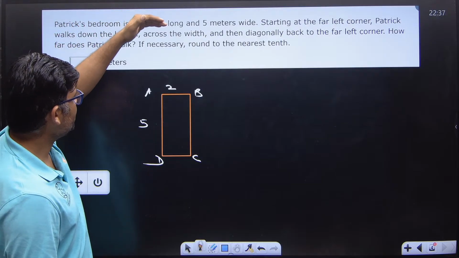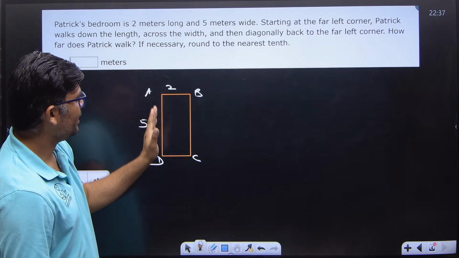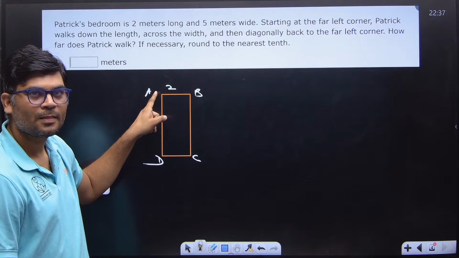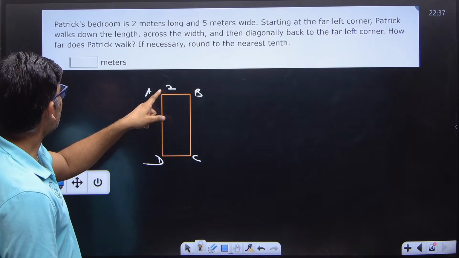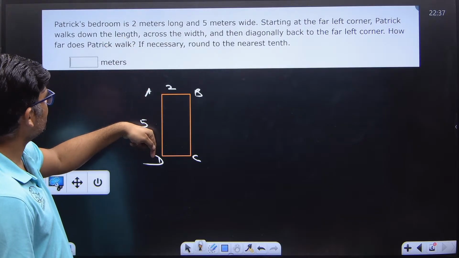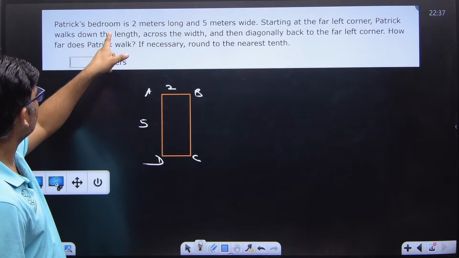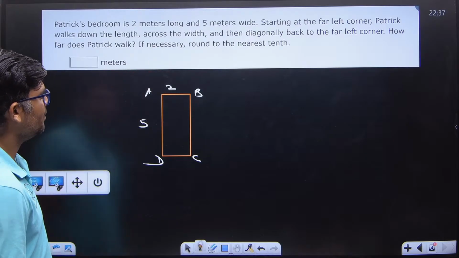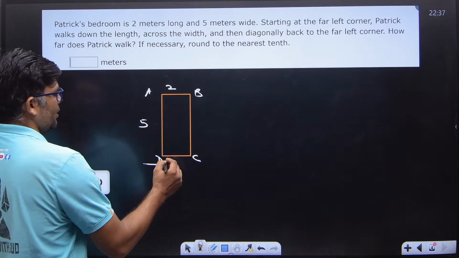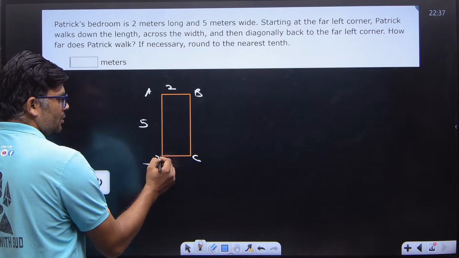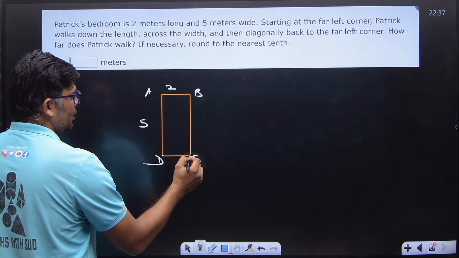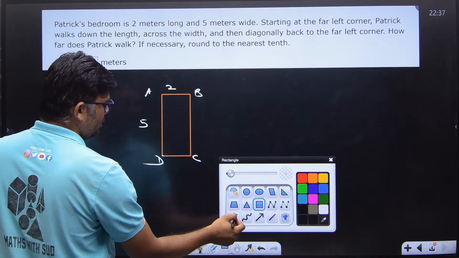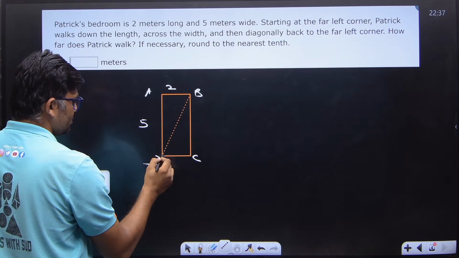Patrick's bedroom is 2 meters long and 5 meters wide, starting at the far left corner. That means this is the far left corner. Patrick walks down the length, across the width, and then diagonally back to the far left corner. So let us suppose from here: down the length, then across the width, and then it is going like this.